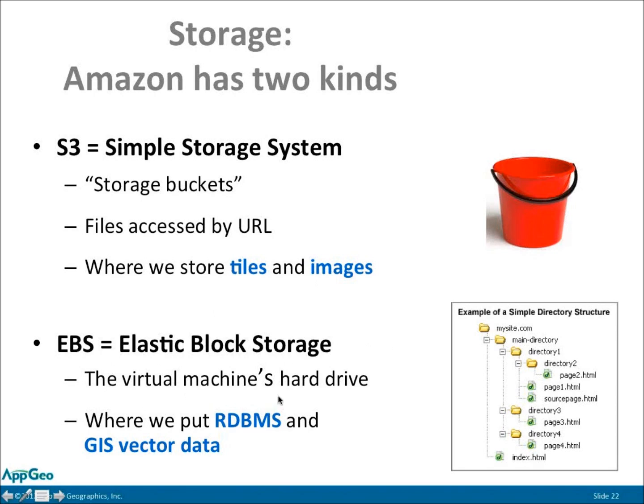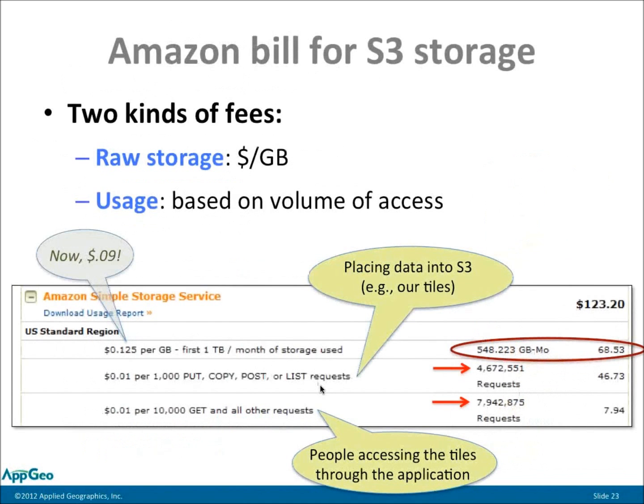And then there's Elastic Block Storage, which is essentially the hard drive for your virtual machines. And that's where we put dynamic data. So anything that goes into a database, whether it's PostGIS or SQL Server or anything, those data stores live in EBS. And it's also where we put vector GIS data. So there are two kinds of storage, and there are also 2 kinds of fees that Amazon charges.